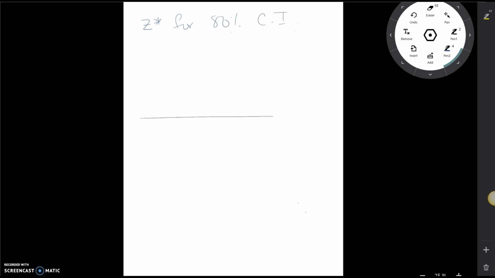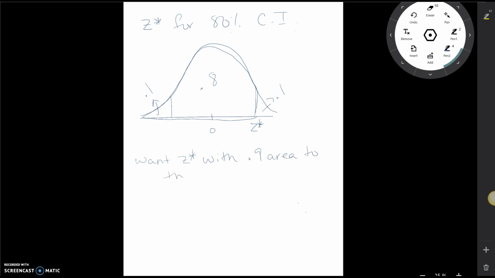Again, I'm going to start out by drawing my standard normal curve. I'm going to put 0.8 in the center. Well, if 0.8 is in the center, that tells me that I'm going to have 0.1 in each of the tails. And here's my z star. Notice this z star has 90% of the curve to the left of it. So we want z star with 0.9 area to the left.